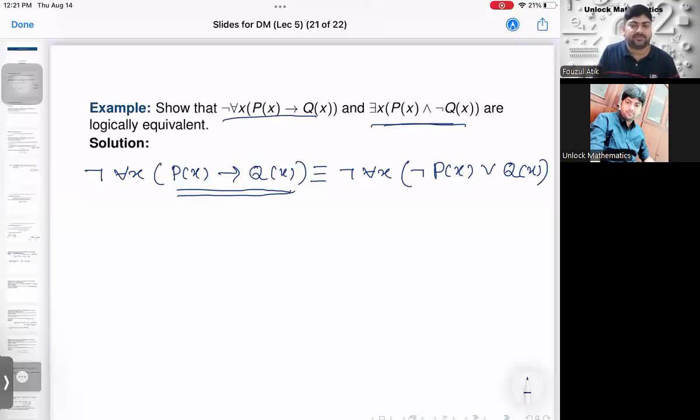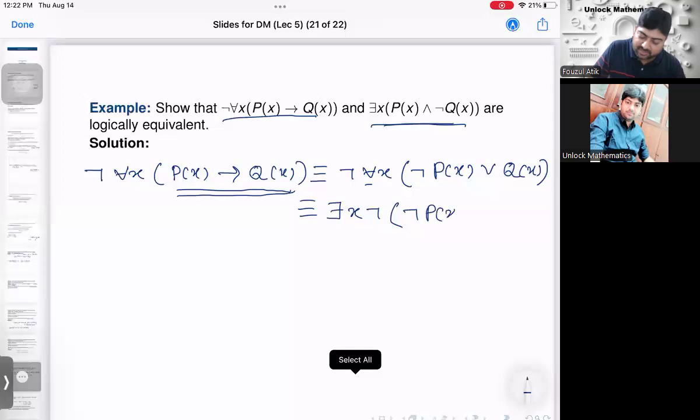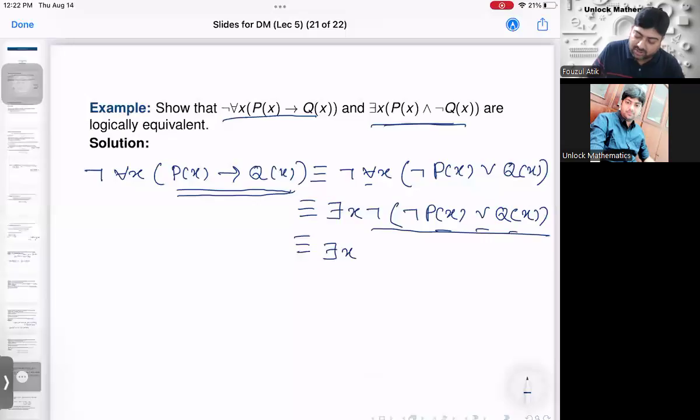We all know, correct? Now I can apply the De Morgan's law for quantifiers. So I have not of for all, so it will become there exists x, then this not will be here, and then not of px or qx. But not of this one, what is that? So something or something. What shall I apply? De Morgan's law for propositions. So this will become there exists x.